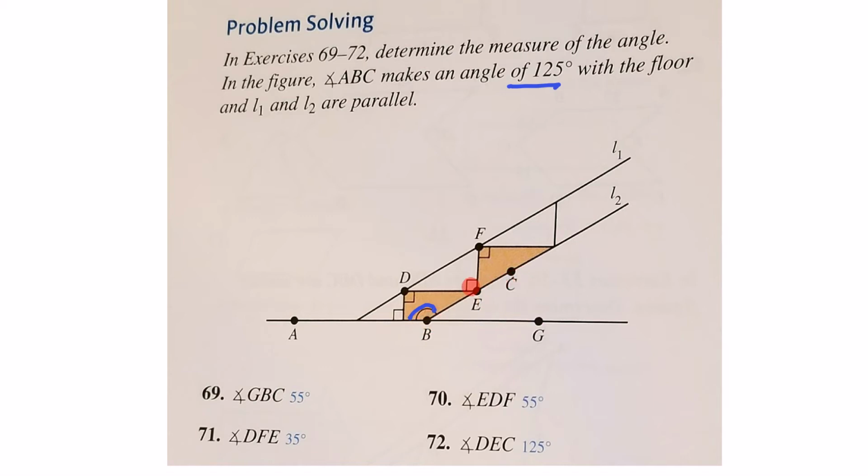70 is going to be EDF. And then, let's see, we have DFE and then DEC. So you can see we have some answers here. Well, let's see how we came up with these. So let's start with the GBC angle. And so here is my GBC right there.